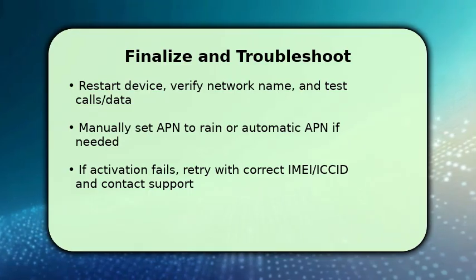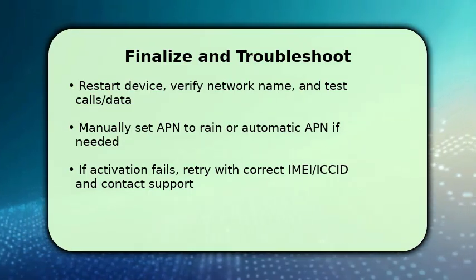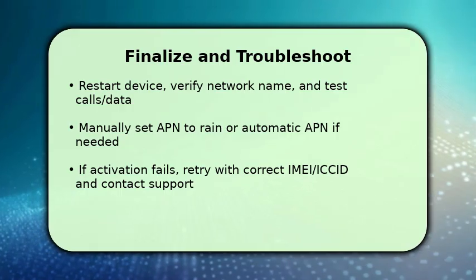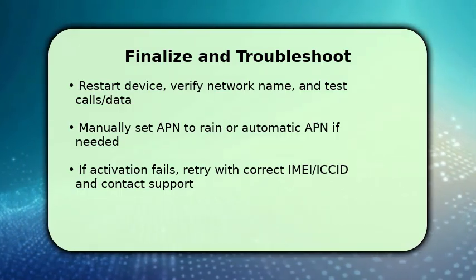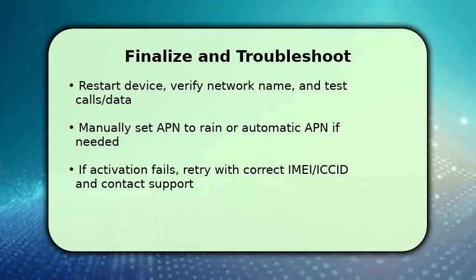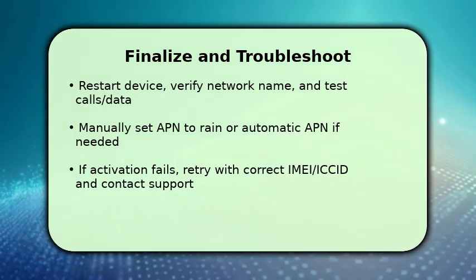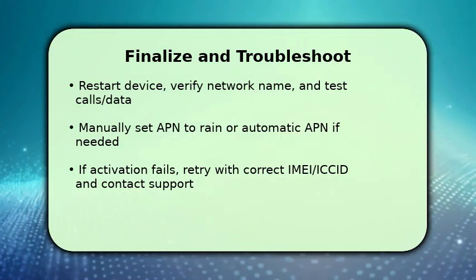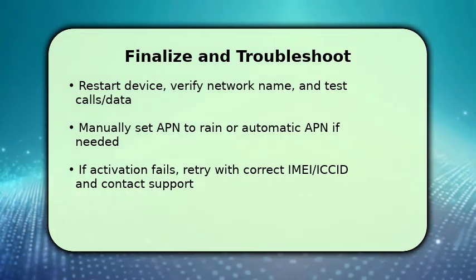If mobile data fails, go to cellular settings and set the APN to the Rain profile or choose automatic. That resolves most issues. If activation still fails after 30 minutes, recheck IMEI and ICSID for transcription errors and try activation again. If persistent problems occur, contact Rain support. Have your IMEI, ICSID.